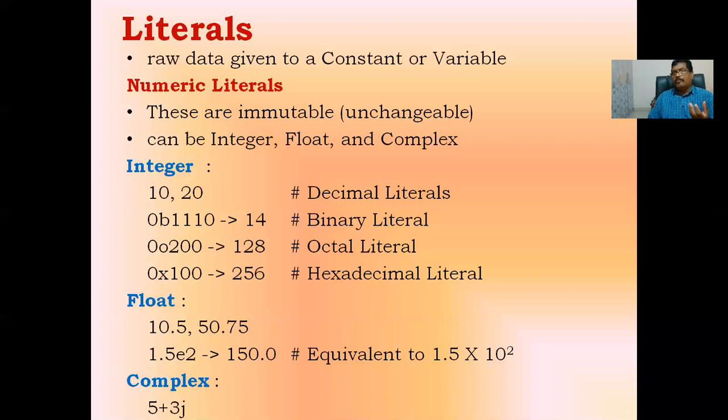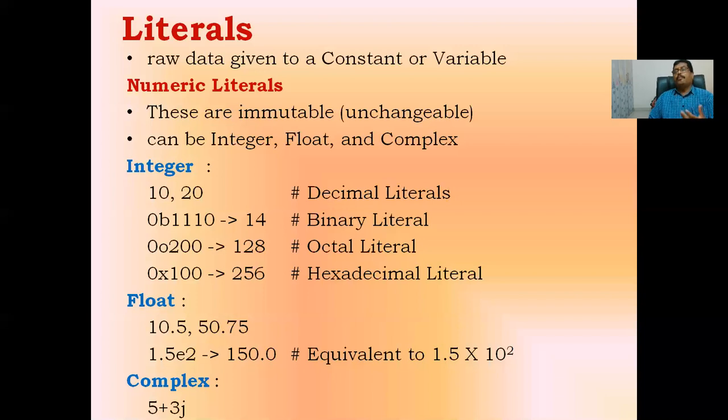In real life, we use decimal numbers. A decimal number is formed from a combination of the digits 0 to 9. If you count 0 to 9, a total of 10 digits are available. Because of that, we call it a decimal number. In real life, we use decimal numbers, so decimal literals are available.